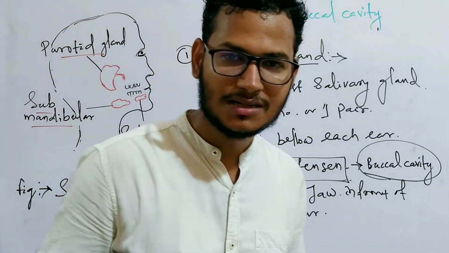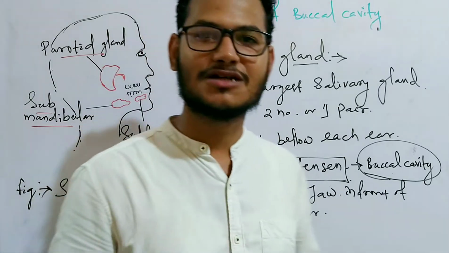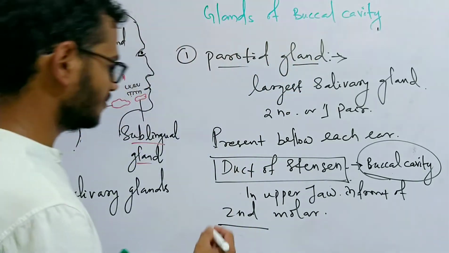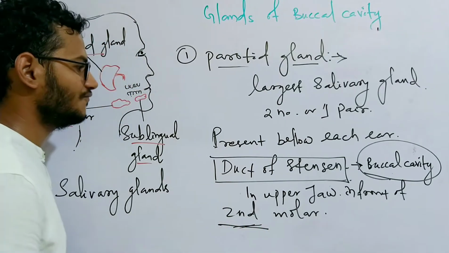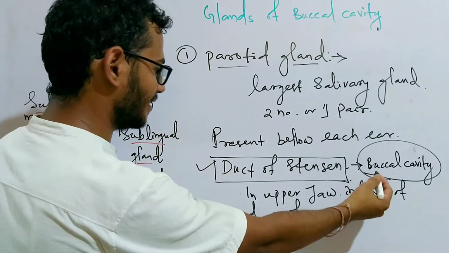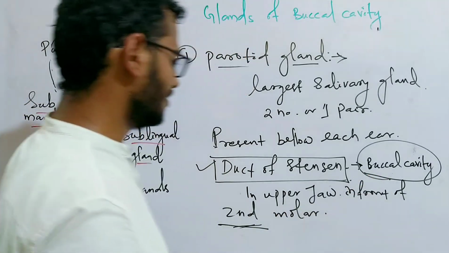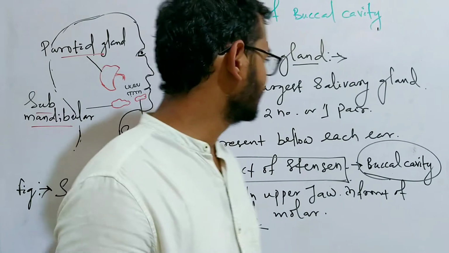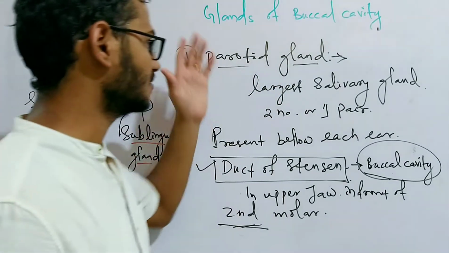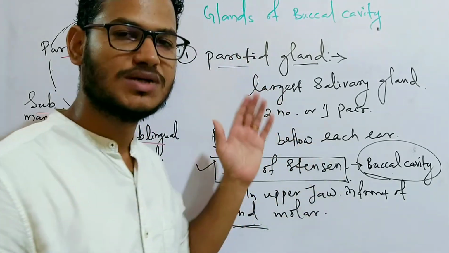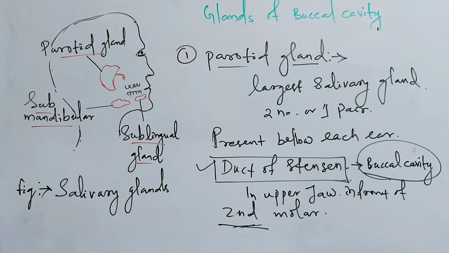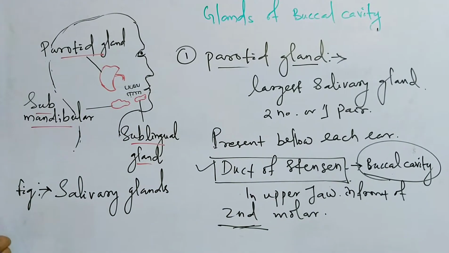I have already told you about this while discussing the different types of teeth, their function and the structure of teeth. So the parotid gland opens with the help of the duct of Stenson to the buccal cavity in the upper jaw in front of the second molar. Clear? So this is about the first gland, the largest salivary gland, present below the ear. Next we will go for the second one.